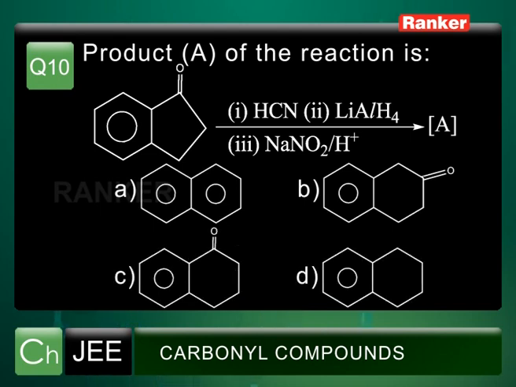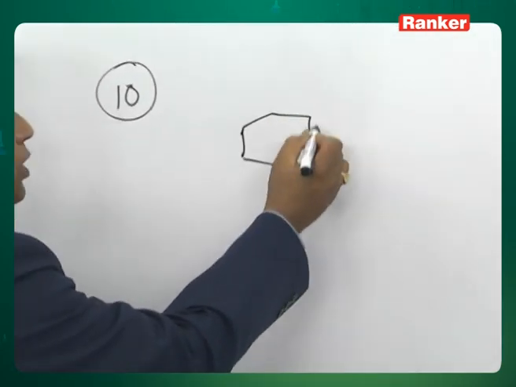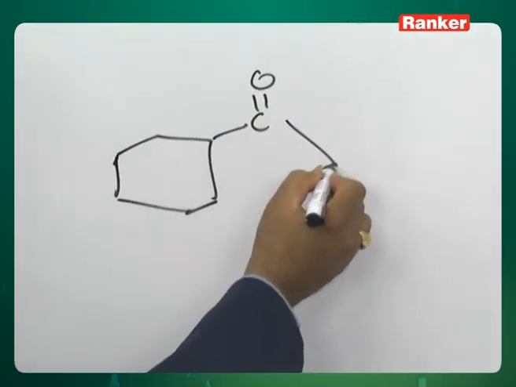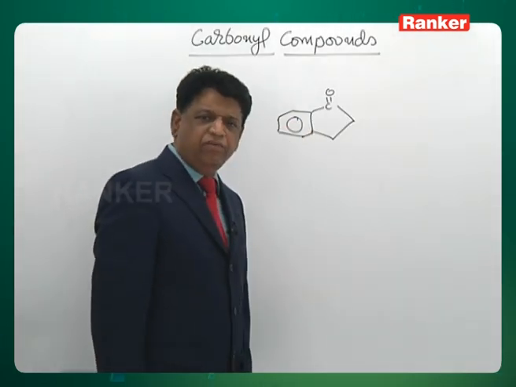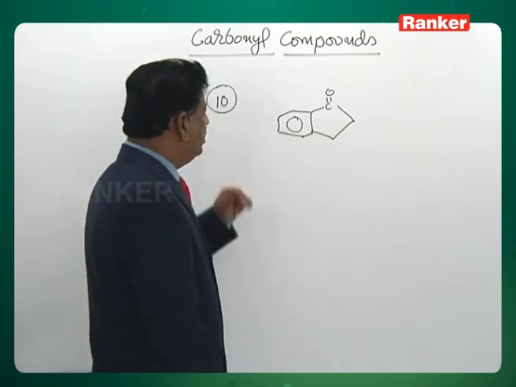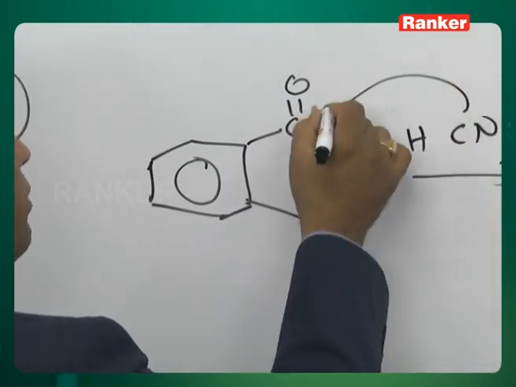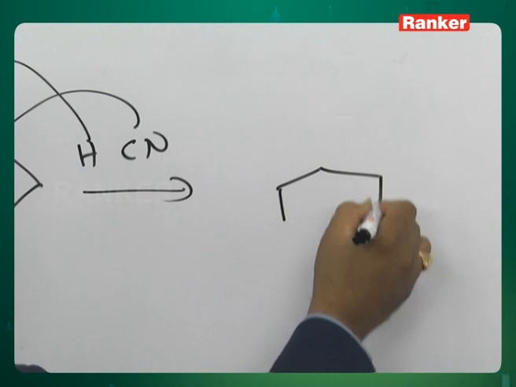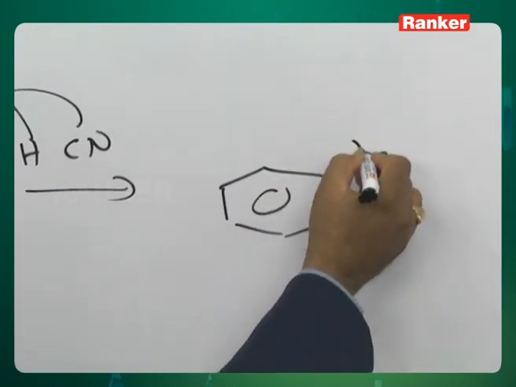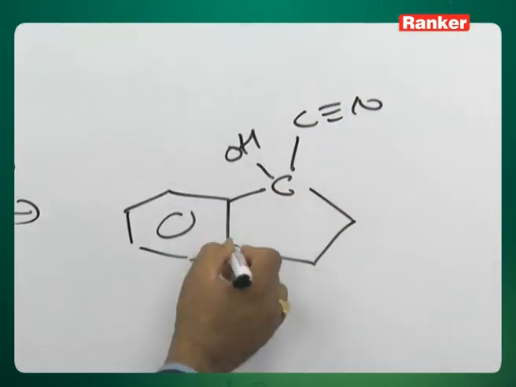The question is: product A of the reaction is. So, in this reaction a compound with benzene on one side and a carbonyl group, a 5-membered ring, is there. This compound is treated with HCN followed by lithium aluminum hydride. So, what happens when HCN is added? A cyanide is added on the carbon, the H is added on the O. So, the carbonyl group will become OH, and a cyanide is added. This is the first step.